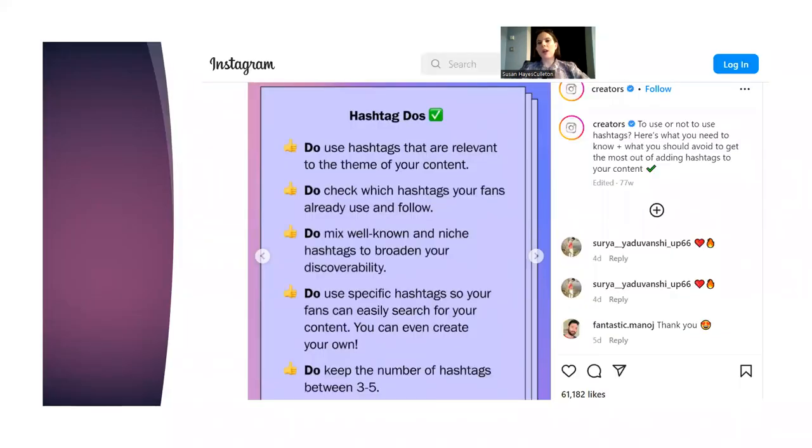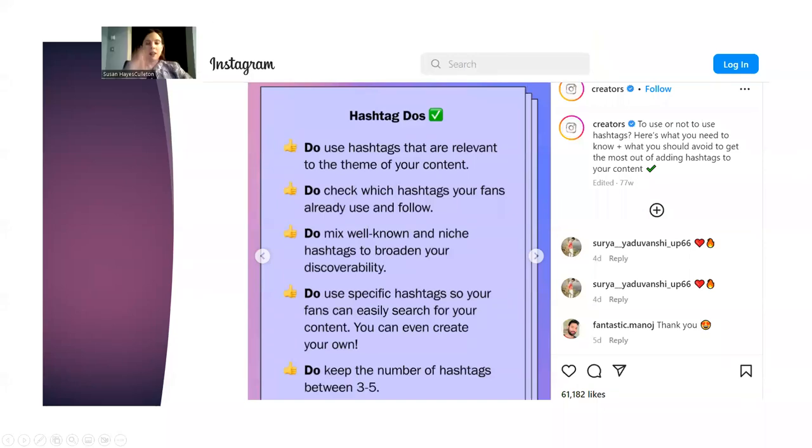Hashtags. And that was the creator's account on Instagram. What they did was they recommended this number down here, and that was 3 to 5 hashtags. You can put up to 30 hashtags on a post on Instagram. However, this was their own recommendation, that you would only put in up to 3 to 5, not go up as far as 30, because after that, people just stop.